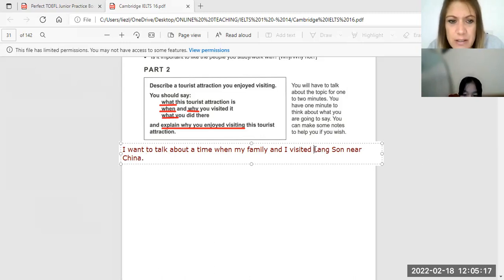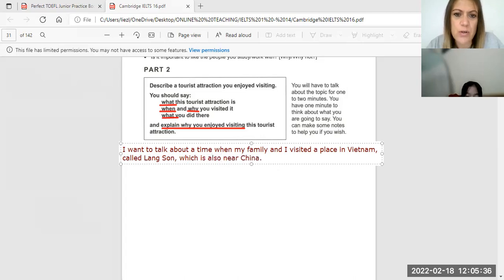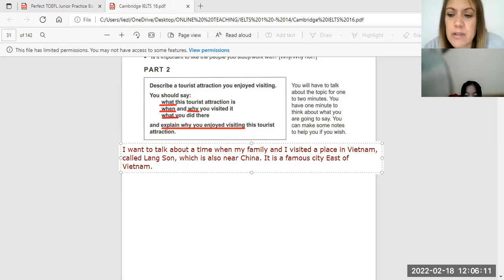Okay. I want to talk about a time when my family and I visited a place in Vietnam called Lang Son, which is also near China. It's east of Vietnam. Is it a city? It is a famous city in the east of Vietnam.